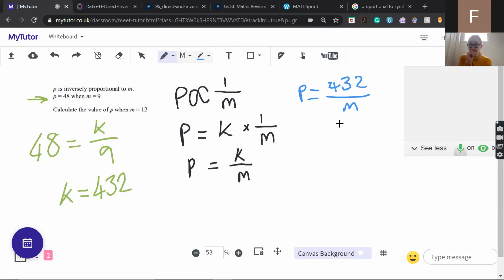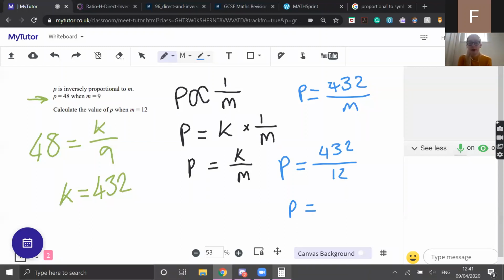This is like if, on our graph, it's just stretched quite a lot in one way. You know, y equals 432 over x. It's still this inverse relationship. It's still just some multiple of y equals 1 over x. So now we do the same thing. We want to calculate the value of p when m is 12. So we say p equals 432 divided by 12.